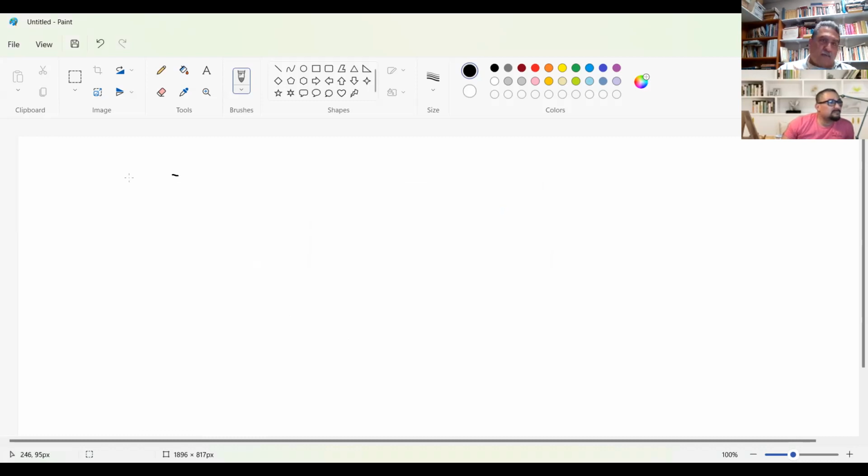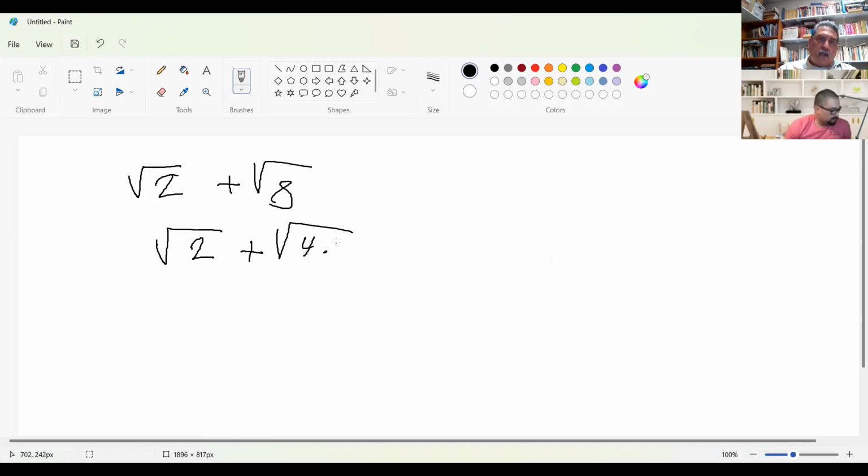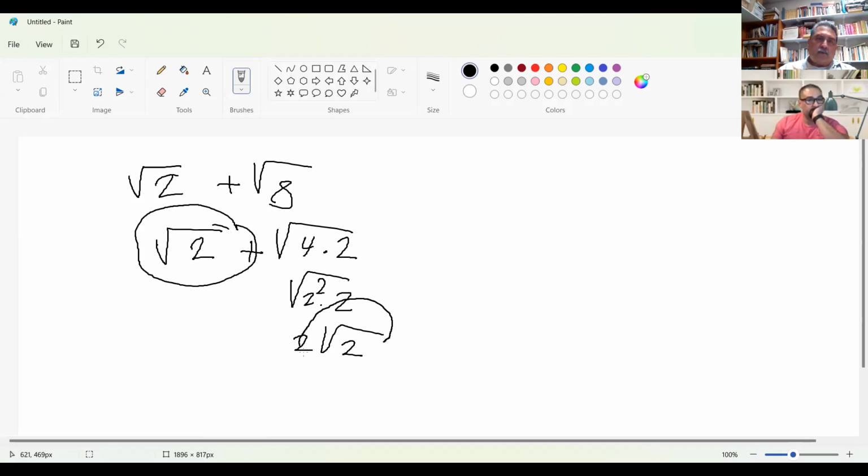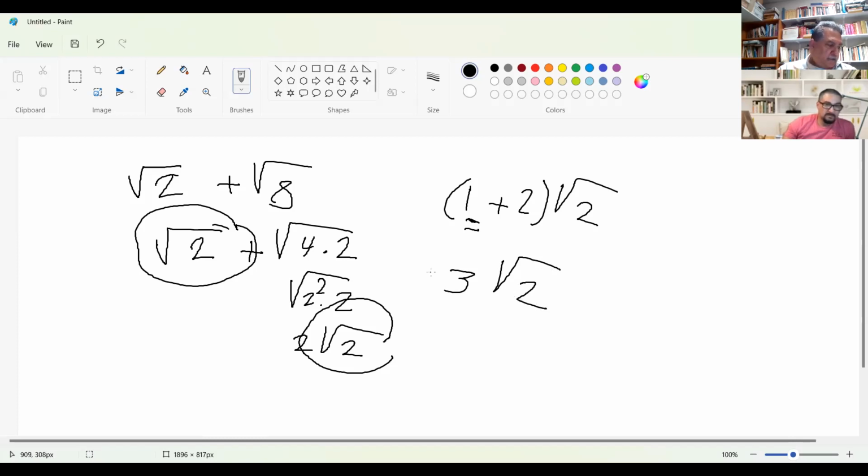Example 5, you have the square root of 2 plus the square root of 8. Now, here, I can write the square root of 8 as the square root of 4 times 2, which becomes 2 to the power of 2 times 2. This 2 comes out, so it becomes 2 times the square root of 2. You follow so far? Then I have one square root of 2 here and another square root of 2 here. So I factor them out. I get 1 plus 2, times the square root of 2. Where did I get that 1? That 1 comes because when you factor, you're dividing. When I divide the square root of 2 by the square root of 2, I get that 1. Okay, so it becomes 3 square root of 2. That's the final answer.